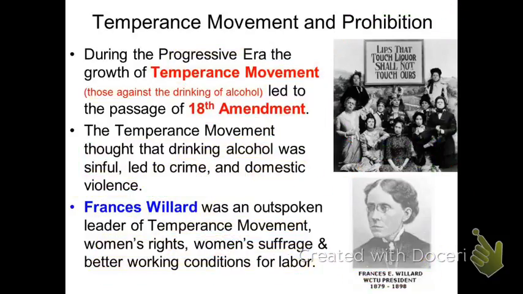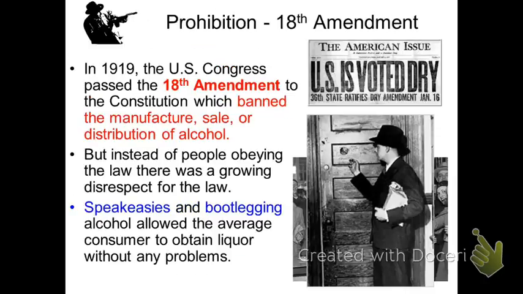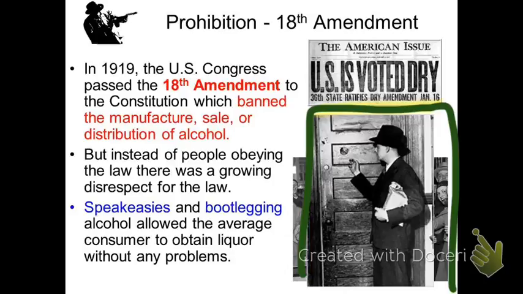Move on to our next slide, Prohibition. And here we have, in the upper right-hand corner, the U.S. is voted dry. The 36th state ratified the 18th Amendment, which means that it passes, it becomes the law of the land. What you have down here in this picture is a young man going to a speakeasy, which was a place that you could find liquor. It was an underground bar. Okay. Anyway, let's get back to bullet number 1. In 1919, U.S. Congress passed the 18th Amendment, which banned the manufacture, sale, distribution, and consumption of alcohol.